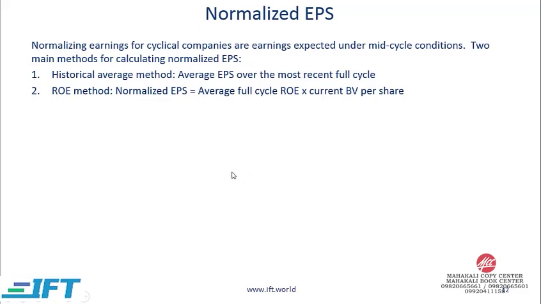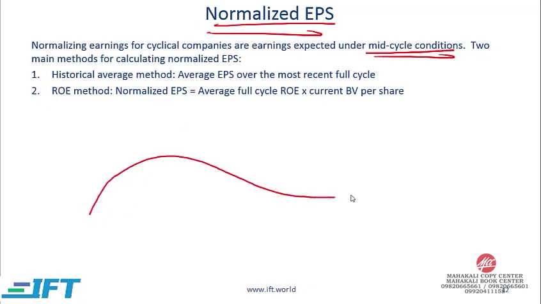If you are at the bottom of a cycle, should automatically the PE multiple go up because the EPS is low? Or does it really make sense to consider the cycle as a whole and maybe use an average EPS number? The answer: it does make sense to use some sort of an average EPS number. And this process of taking the average is called using the normalized EPS. Normalized earnings for cyclical companies are earnings expected under mid-cycle conditions. And there are two methods for calculating normalized EPS.